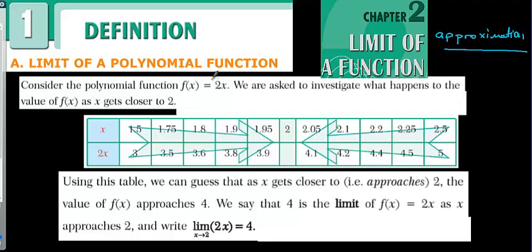Here, x is getting closer to 2, and the function f(x) is given as 2x. What about the function value? We are trying to guess the function value here.